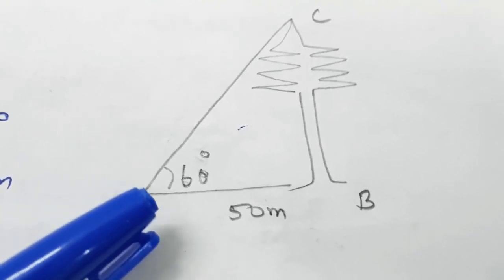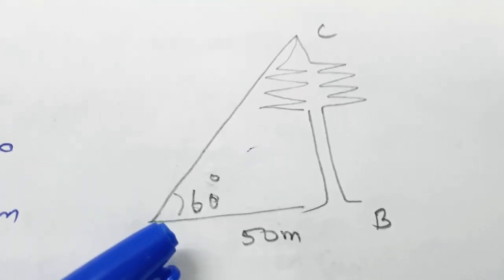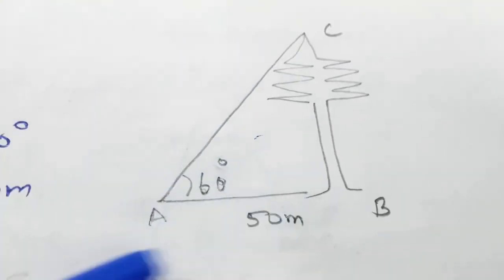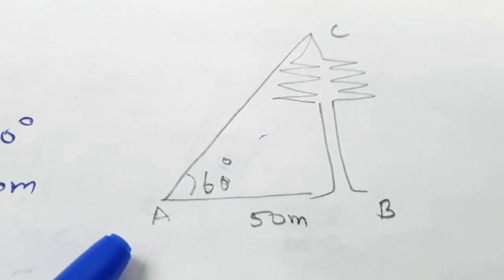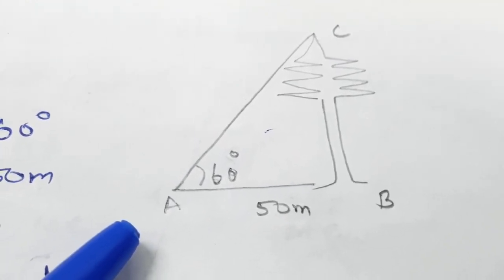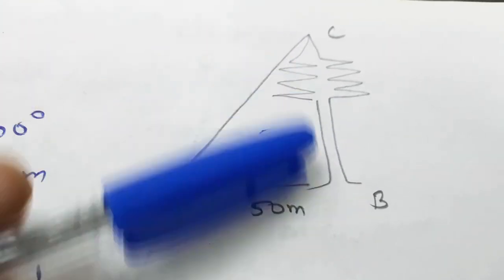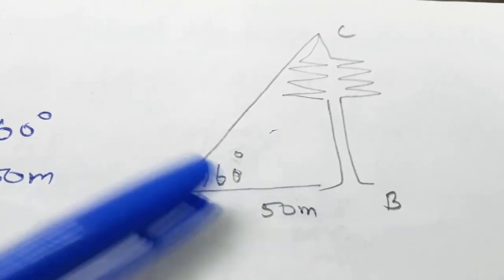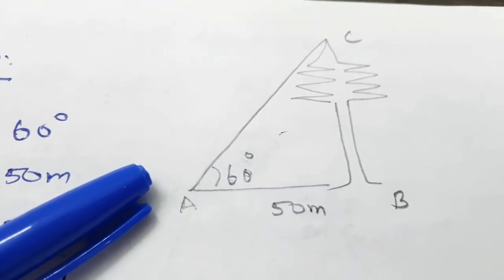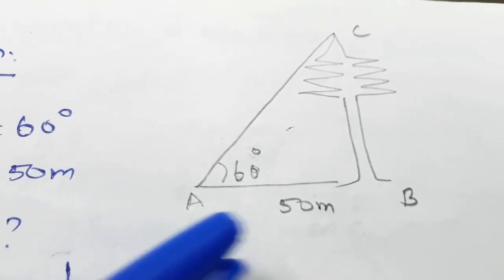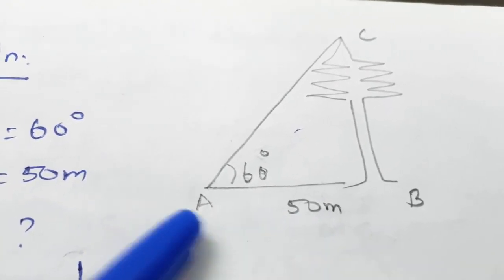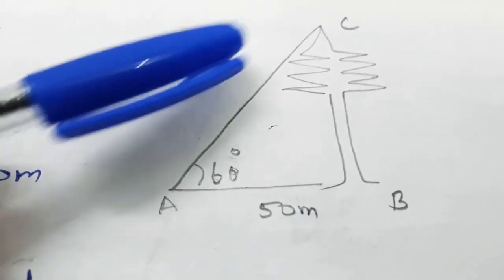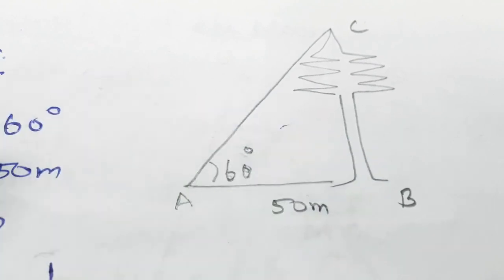First, draw an imaginary diagram related to the problem. So this is a tree. This is the point of observation. BC be the height of the tree. Angle CAB, that is 60 degrees, is known as the angle of elevation. The distance between the tree and this point is 50 meter. So our aim is to calculate the height BC.